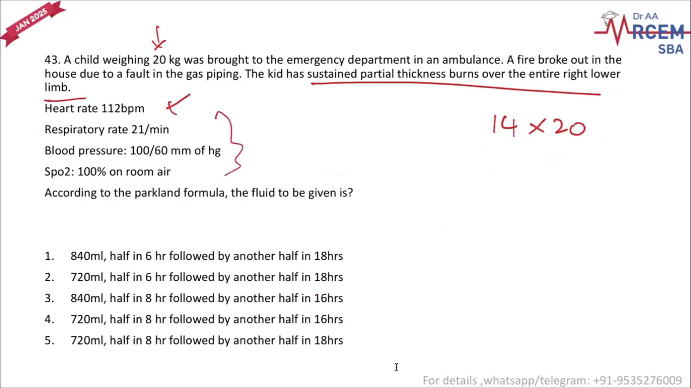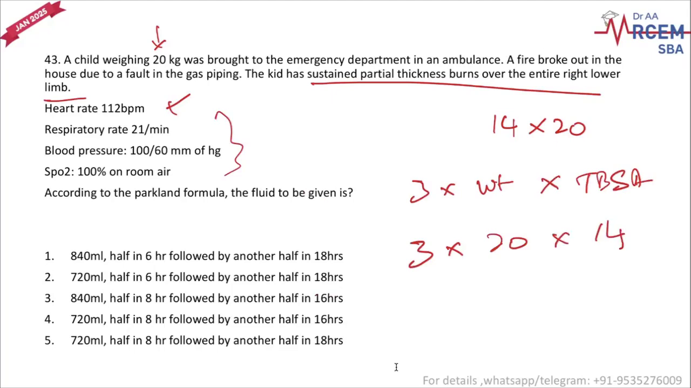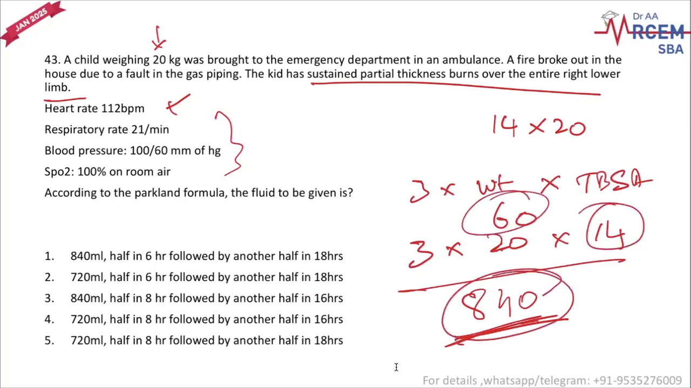So we will start giving fluids according to the modified Parkland's formula, which is 3 into weight into total body surface area involved. So 3 into 20 into 14. So approximately it will come around 840 if I'm not wrong. You can calculate and see 840 is what I'm expecting here. Because 3 into 20 is 60, so 6 multiplied by this should be 840. So 840, half of this is given over 8 hours. Next half is given over 16 hours. So right answer will be the third one where 850 is there. Half is given in 8 hours followed by another half given over 16 hours.